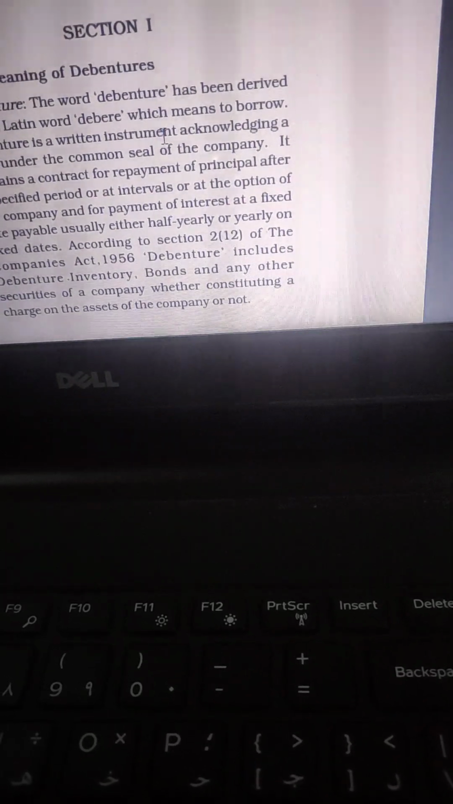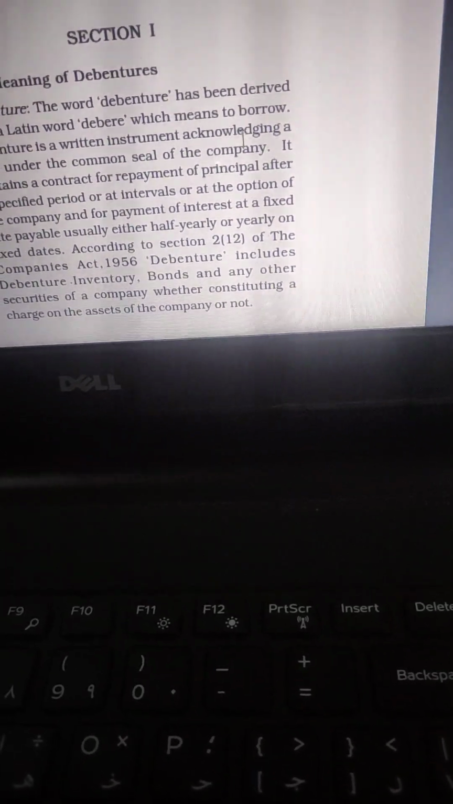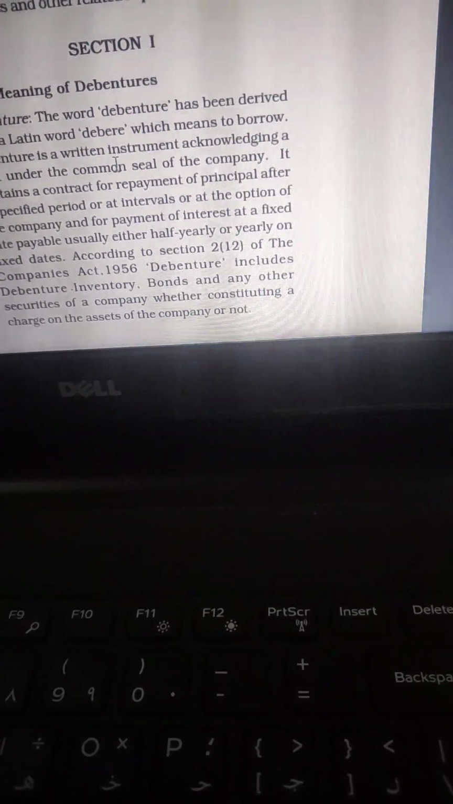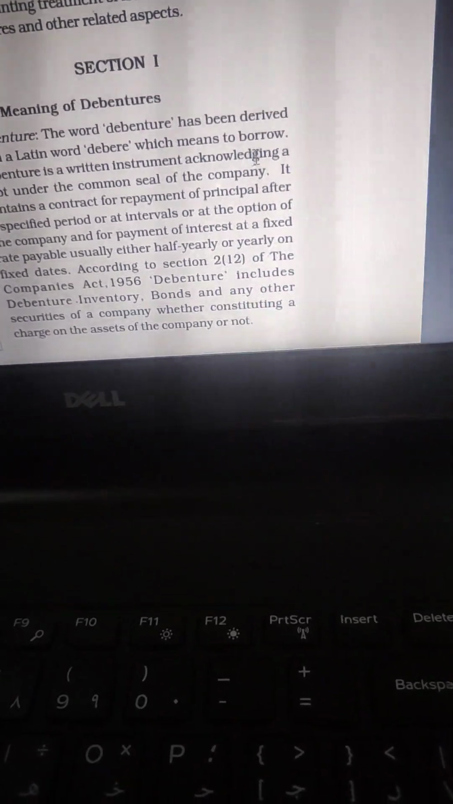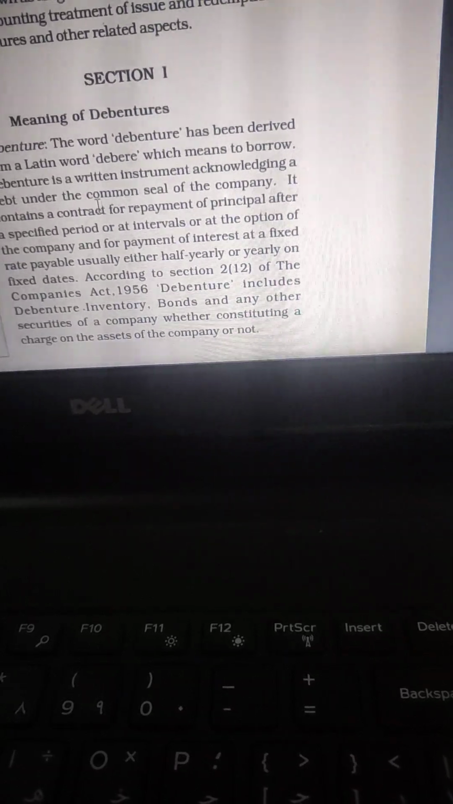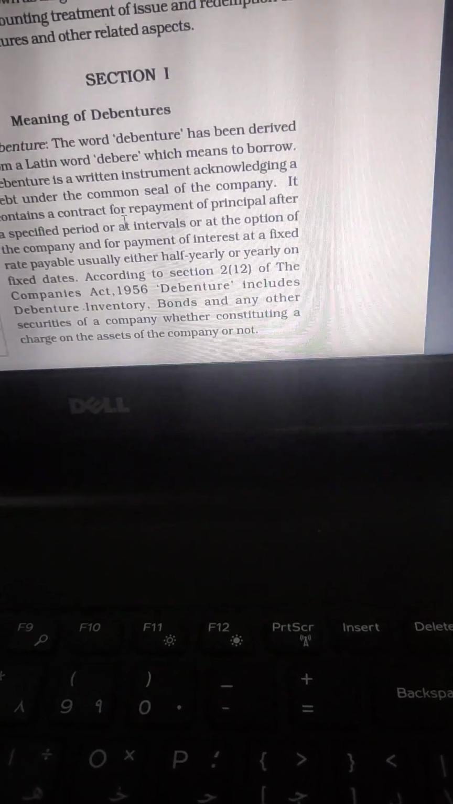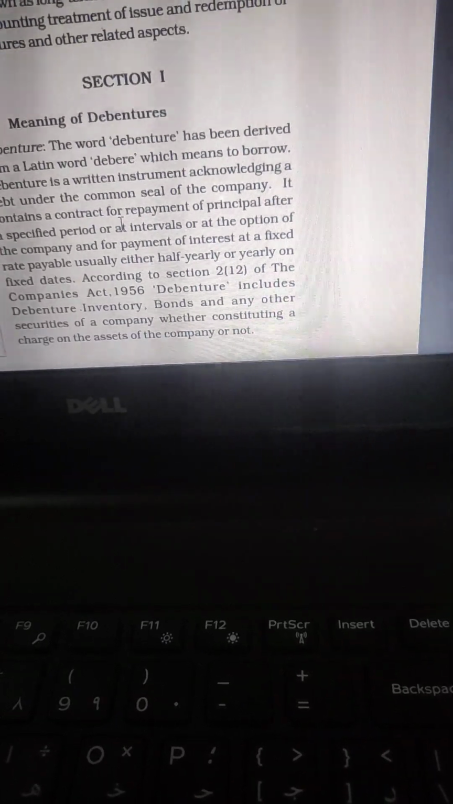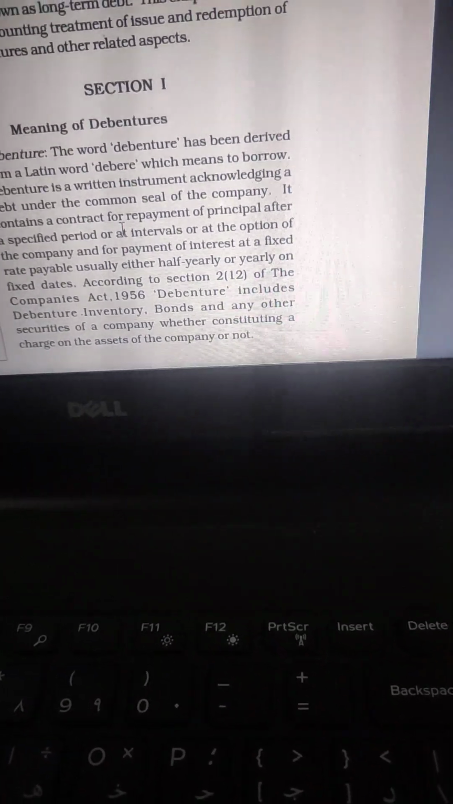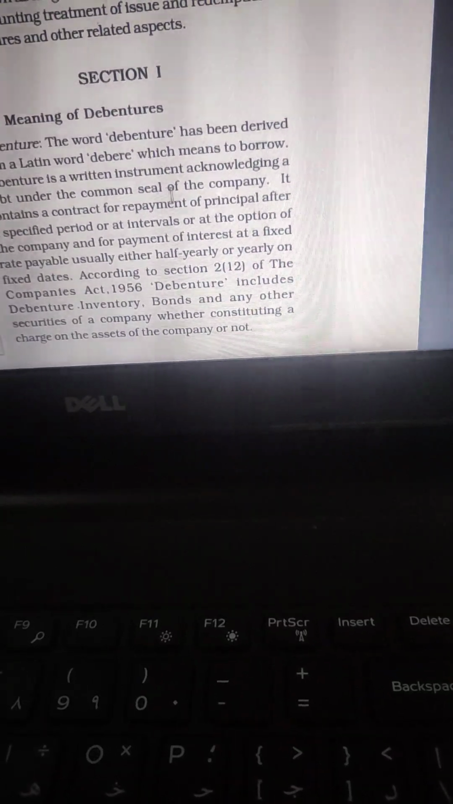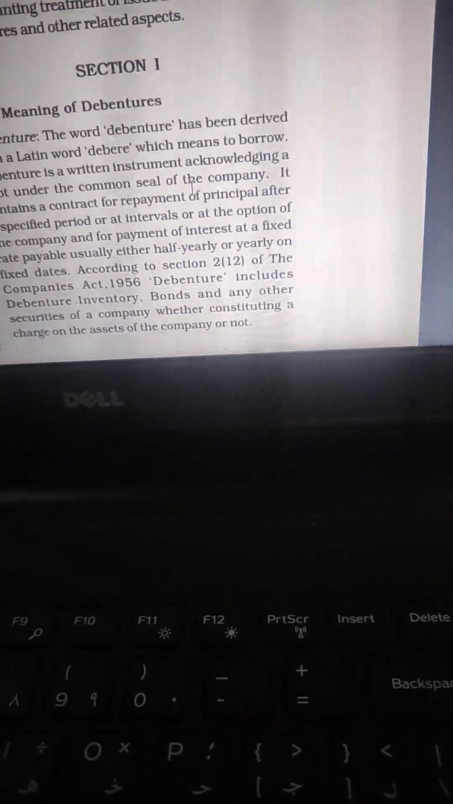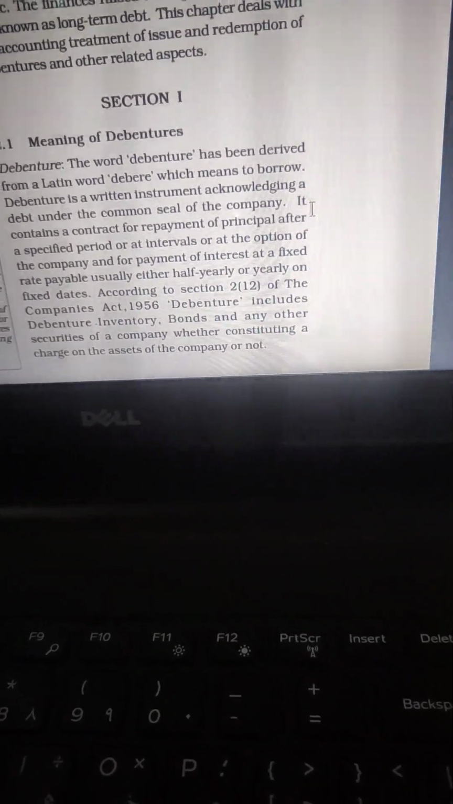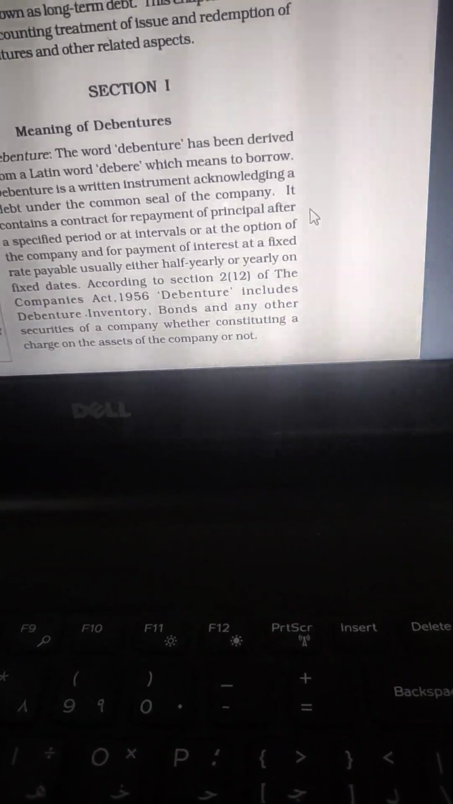Debenture is a written instrument acknowledging a debt under the common seal of the company. It is a written instrument, like a document acknowledging the debt. Acknowledging the debt means that it is written that a certain amount of debt is given to the company under the common seal of the company, and so this instrument also bears the seal of the company. The seal of the company is known as the common seal.